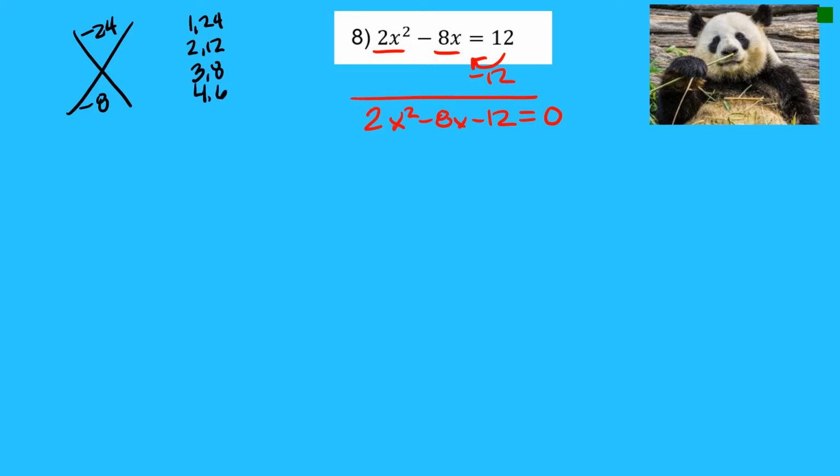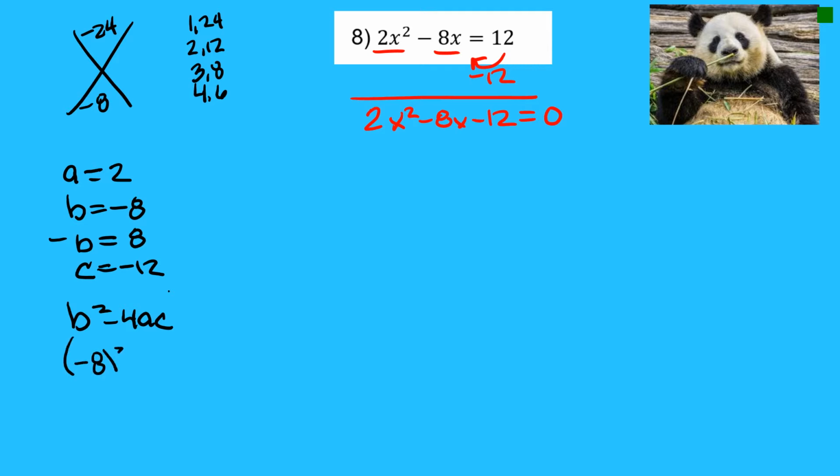It does not. So, A is the coefficient of the quadratic term, the x squared, which is 2. B is the coefficient of the linear term, -8. Opposite of B is 8. C is the constant, -12. The discriminant, b squared minus 4ac: -8 squared minus 4 times 2 times -12.